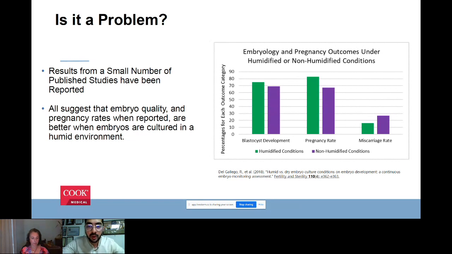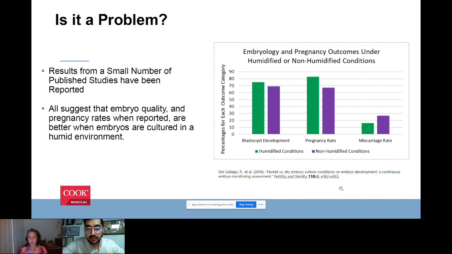Because in single step, what usually happens in India is that you keep the dish for 5 to 6 days without doing any kind of changes. But for sequential, obviously, when you change the media, you're improving the quality of the osmolality, or the second media would not have those osmolar changes. So your views on that?